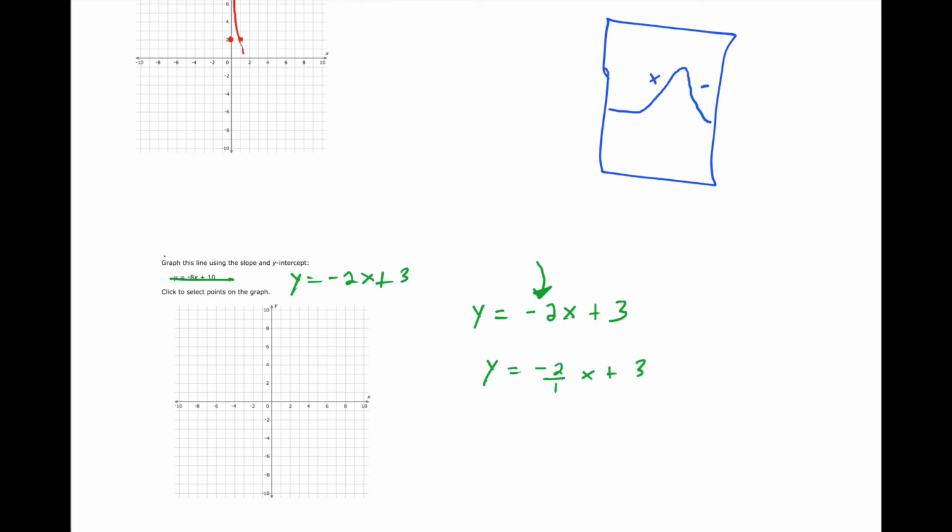If I wanted to, I could still graph it like this: y is equal to 2 over negative 1 x plus 3. How are these two the same thing? How are both of those the same? They are exactly the same.